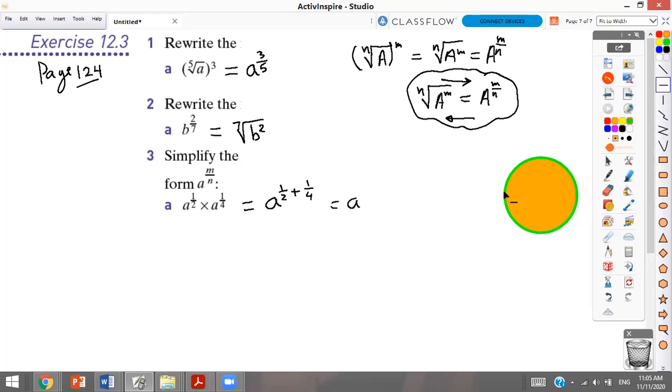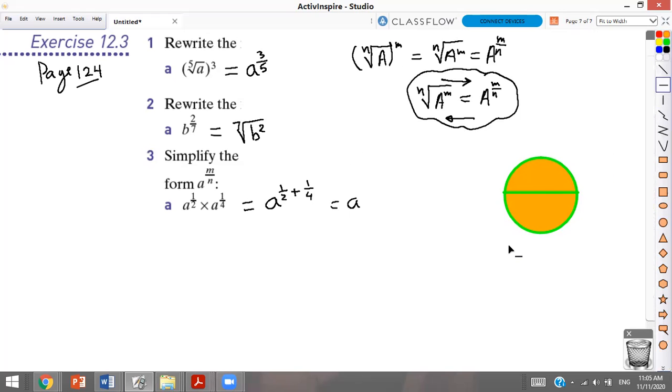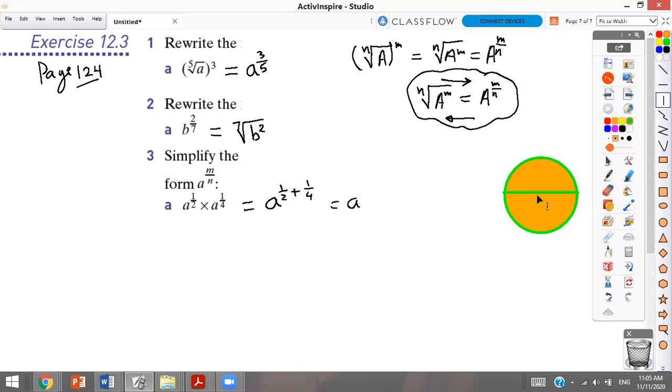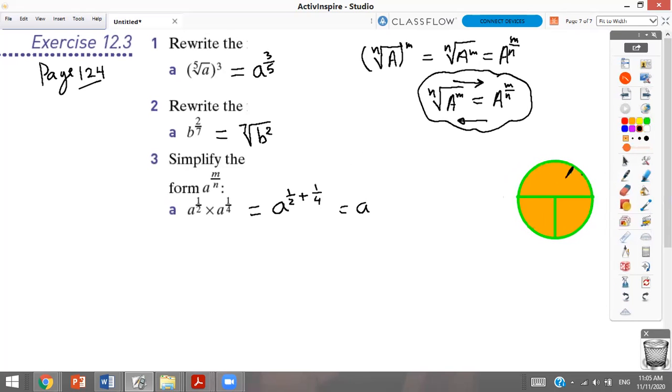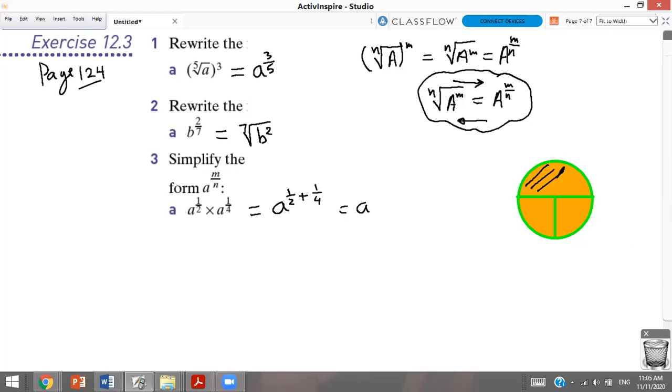Here is half, correct? And here is a quarter, correct? Then let's see what we can do. We took this part and we took this part. What is the total? 3/4. Or 2/3? 3/4 or 2/3. Okay.